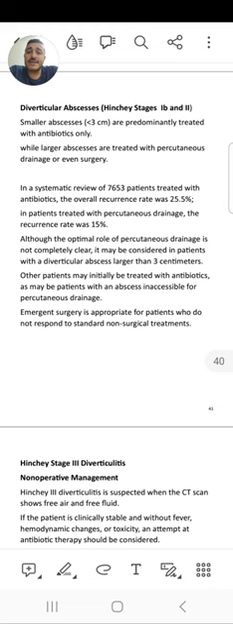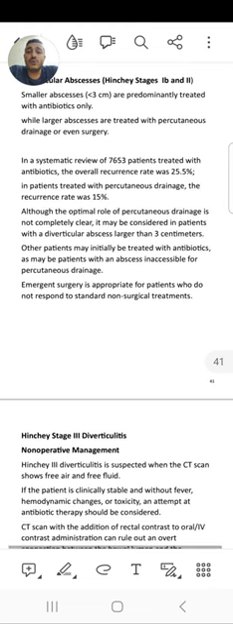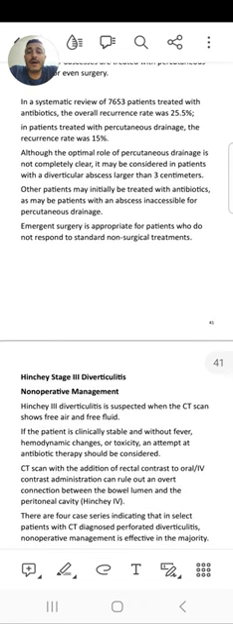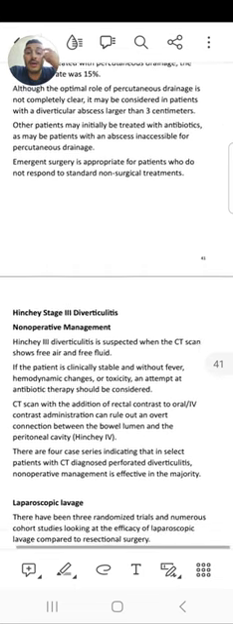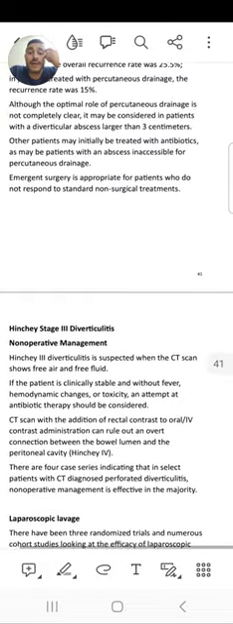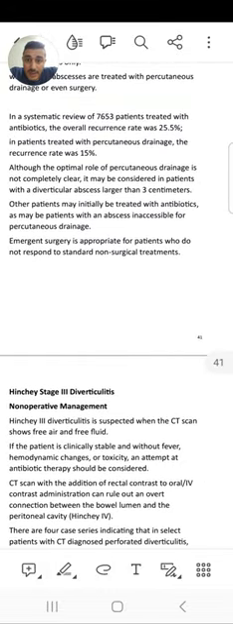Otherwise, above 3 centimeters, we need to do percutaneous drainage or surgery. It depends on the accessibility of the abscess itself and the hemodynamic stability, the general condition of the patient. Of course, this is what is written here; I don't think we already summarized it.